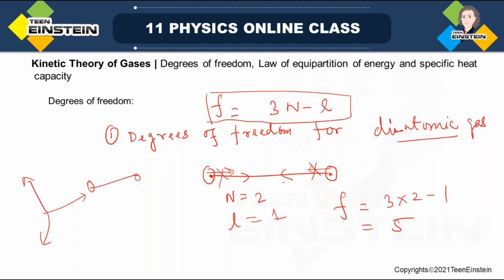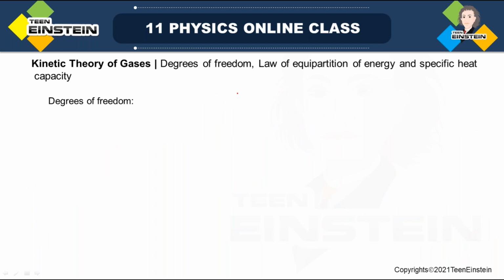It can have two rotations. It cannot have any vibrational motion because if it is rigid, it cannot vibrate along this way and this way. It does not have a vibrational degree of freedom. So 5 means three translation and two rotation. I'll tell you how it is two rotational degrees of freedom.